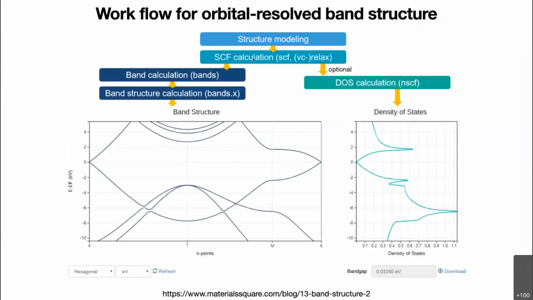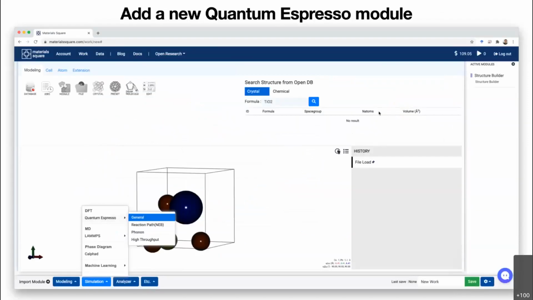This is the flow chart. You should provide your structure and do an SCF, self-consistent calculation here. You will generate the electron density and then calculate the band structure and the projected density of states. The reason why we need those calculations is that to project your orbitals onto the band structure, we have to calculate the density of states for each orbital. That's why we need those calculations here.